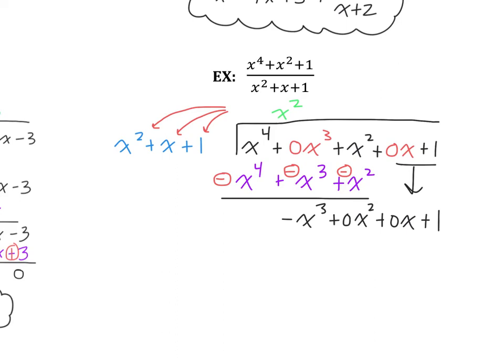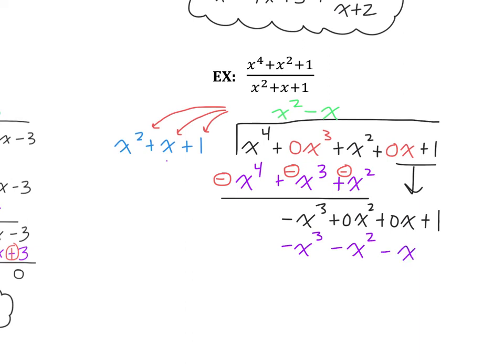All right, now we have to go through and say, okay, x squared times what gives us negative x cubed? So we should say, oh, x squared times minus x. So negative x goes next. We're going to multiply everything through by negative x. We get negative x cubed. Negative x times x, we get negative x squared. Negative x times 1, we get negative x.